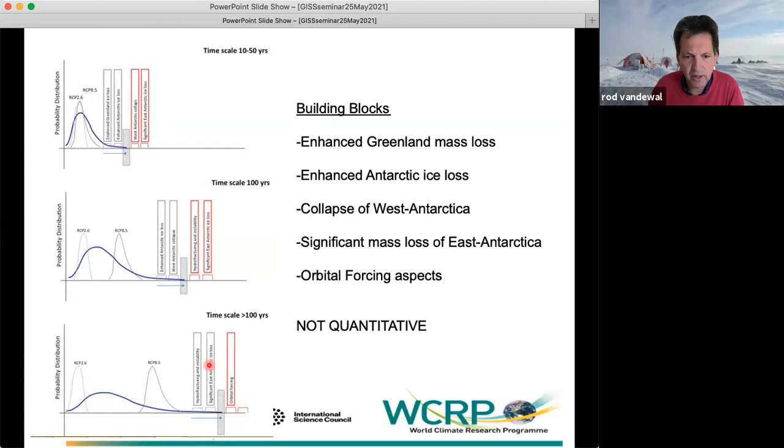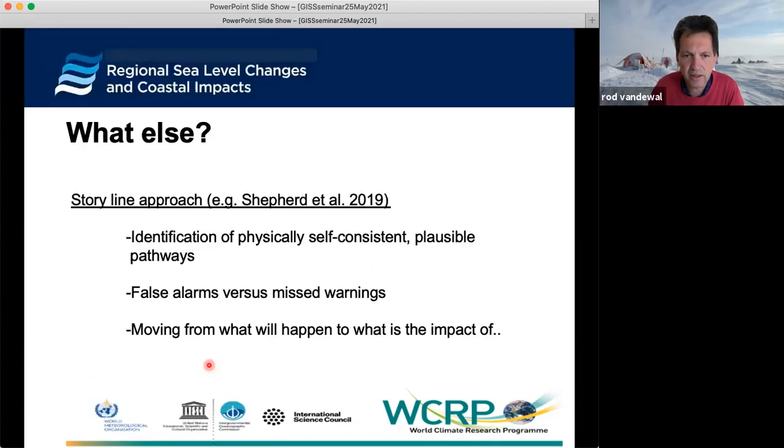So against this background, this was published in 2019. We thought this is all conceptual, and in the end you want to come to numbers rather than just this concept. So we try to improve on this, and we thought it's time to try to really quantify this high-end estimate, and we do that with an approach which we take from a paper from Ted Shepherd, which is a storyline approach. And the idea behind this is that you identify physical, self-consistent, plausible pathways, and you move a little bit away from what will happen to what is the impact of.